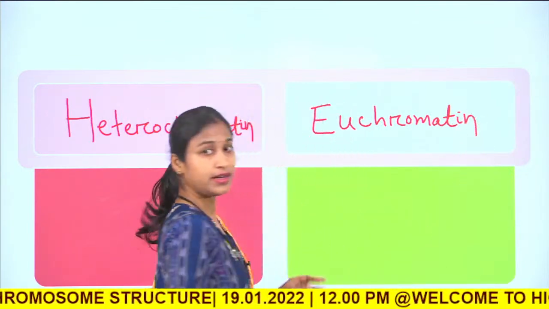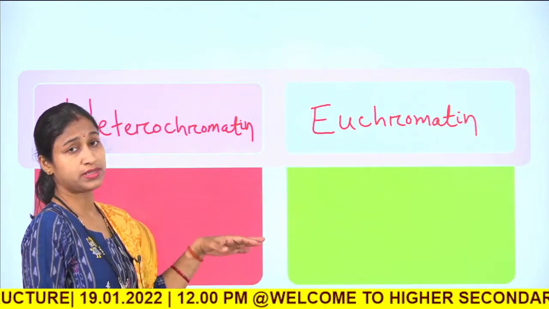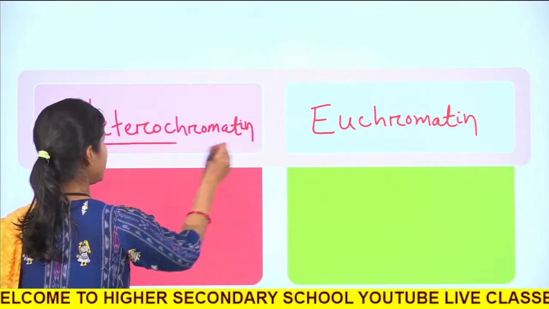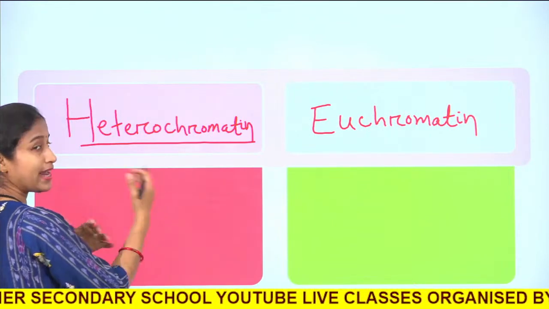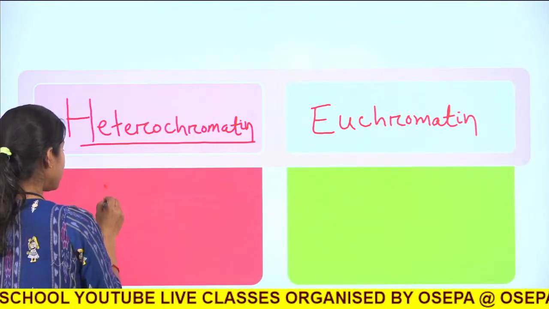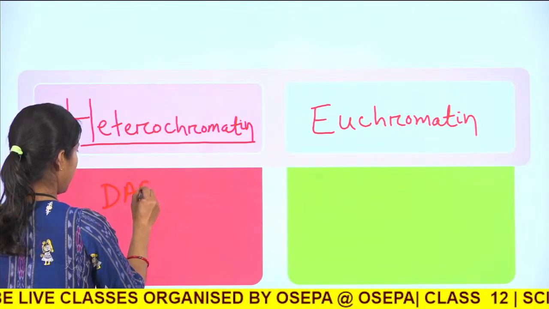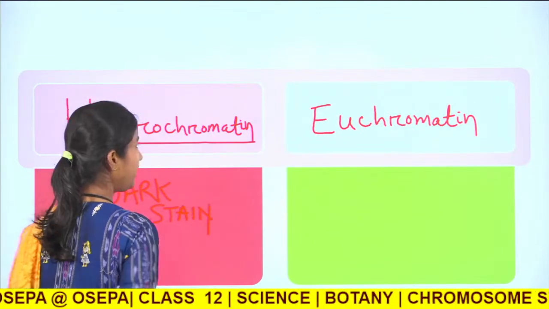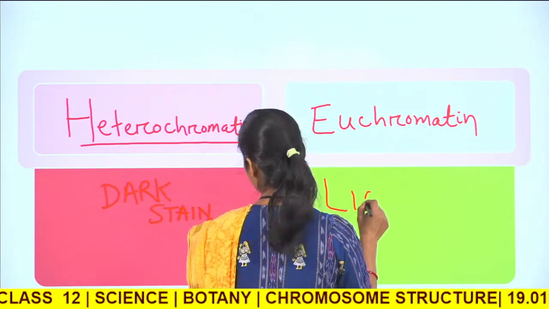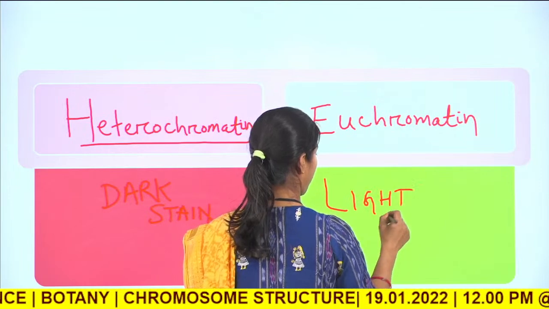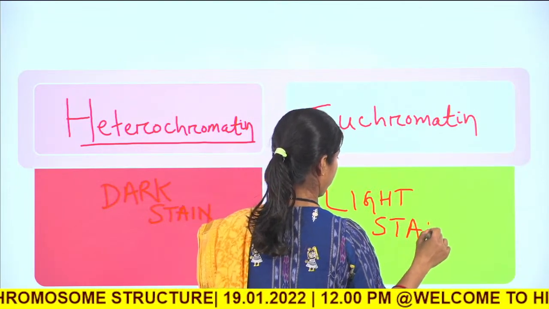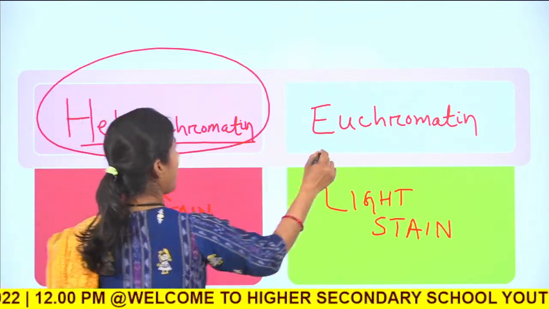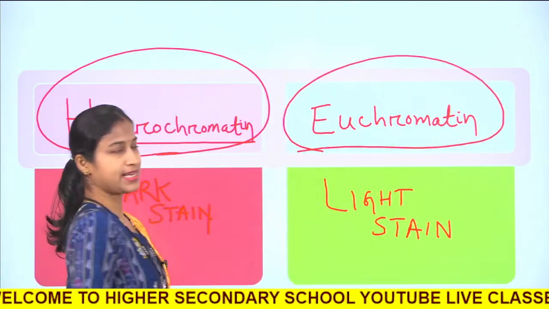So, this is another important part of chromosome, that in case of heterochromatin, the chromatins are hetero in nature. That means it takes a very dark stain. I will tell you why. So, it takes a very dark stain, and here it takes a very light stain. Okay. So, what is the importance of heterochromatin and euchromatin? Let us have a look.